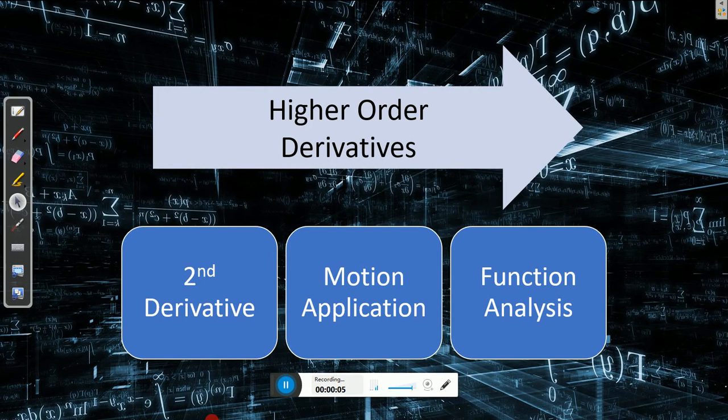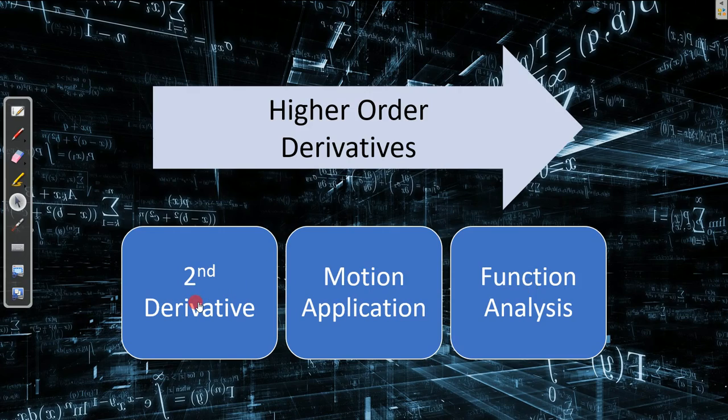With this video we're going to take a look at higher order derivatives. That is essentially taking the derivative over and over again. You've done it once, now you will do it twice to find the second derivative, and you can even continue on from there. Then we're going to apply this to motion. What does it mean if you take another derivative for motion? And then as well for function analysis.